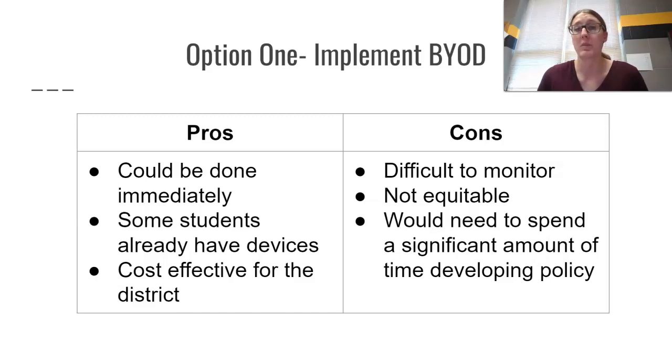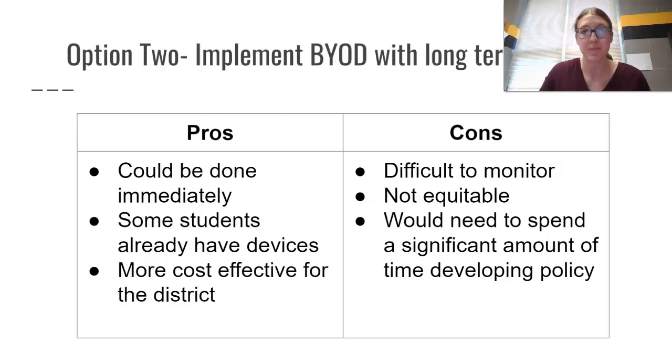Cons: difficult to monitor. It's really not very equitable at all. And we would need to spend a significant amount of time developing a policy. What happens when students are on their personal devices, but they break that AUP that is given to them at the start of the year? They're on personal devices, so we really can't take them. But developing that policy and some of those things that we'll have to develop as we come. So it's going to be ongoing policy development, which will be a headache for administrators, which is something that I'd really like to avoid.